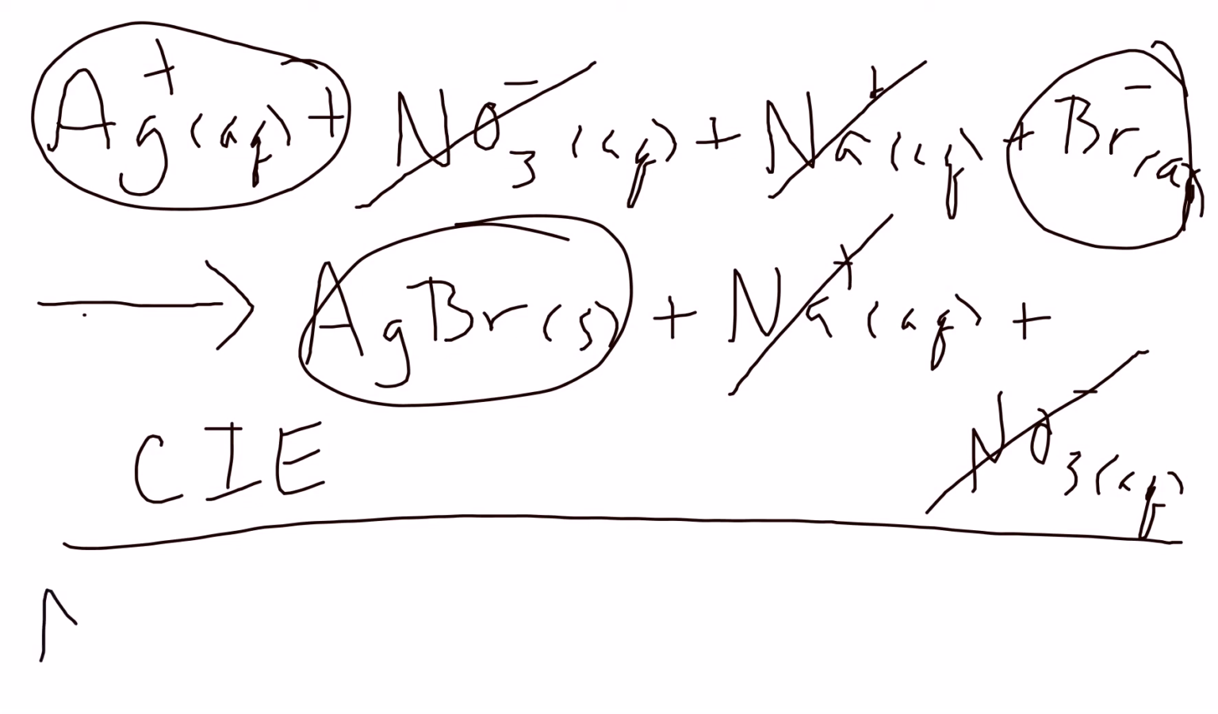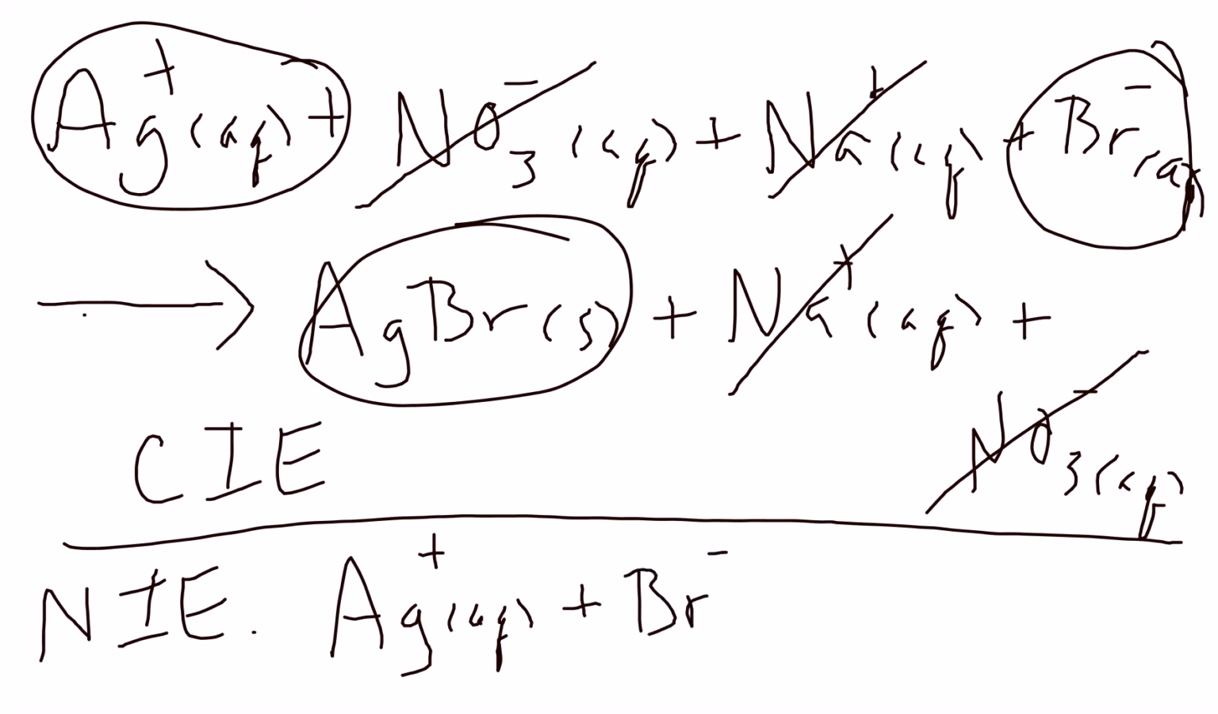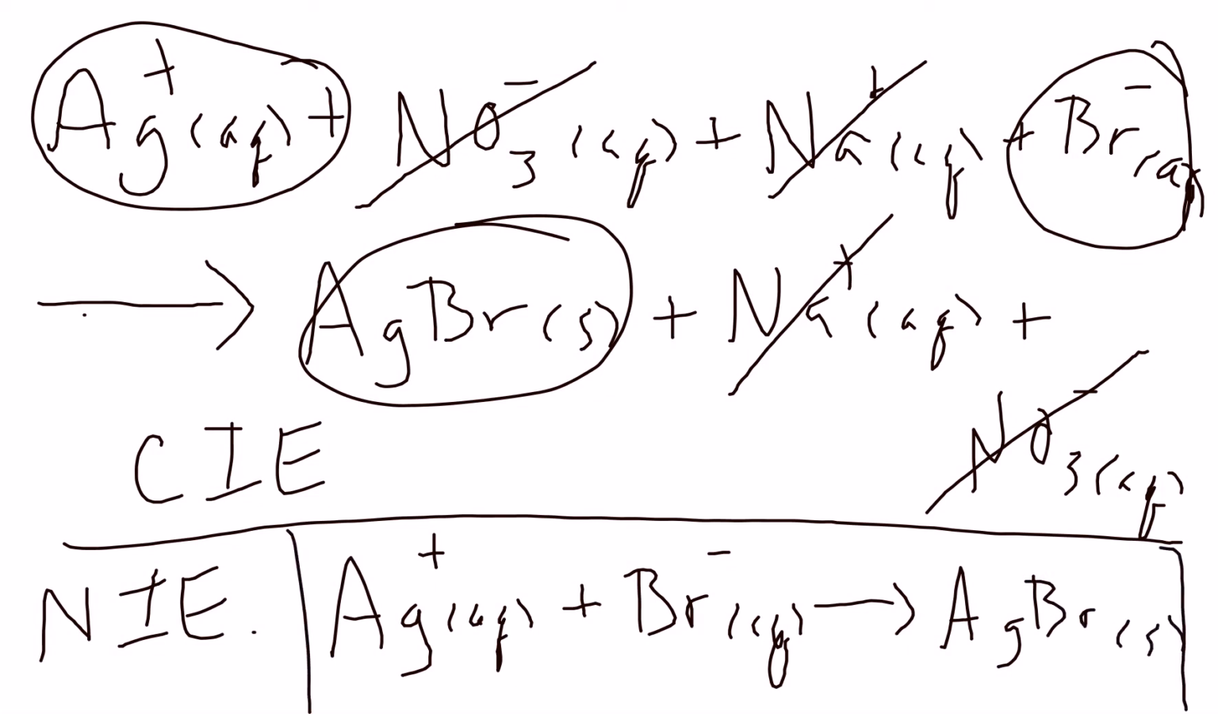If I do the net ionic equation, I'm going to take Ag plus, that'll be aqueous. I'm going to add it to the Br minus, also aqueous. And that is going to give me AgBr, and that's my precipitate, so that's solid. There is my net ionic equation. My net ionic equation is Ag plus aqueous plus Br minus aqueous going to AgBr solid.